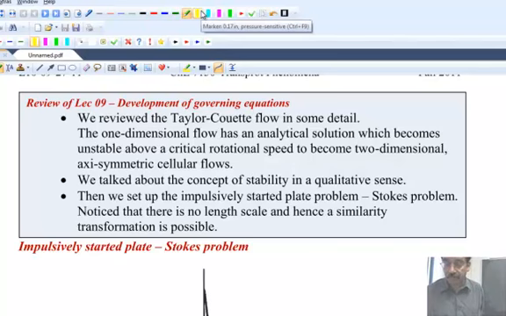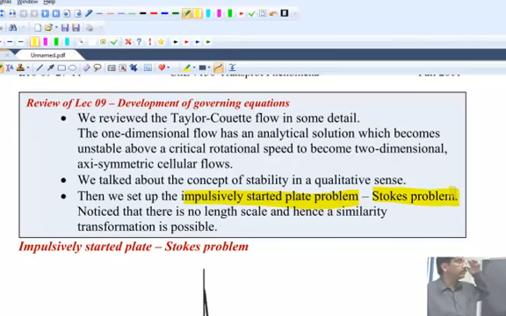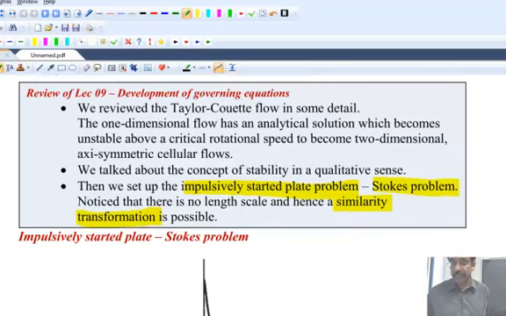And then we started analyzing the impulsively started plate problem. It's called the Stokes problem. And we noticed that there is no length scale, and there's no natural time scale. So a similarity transformation is possible, and we talked briefly about what a similarity transformation is. And I'm going to continue on with the problem today.